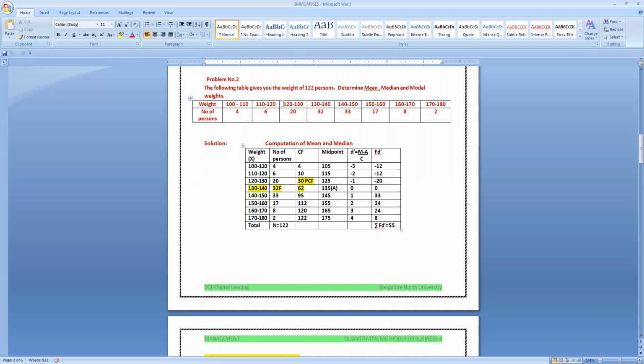The following table gives you the weight of 122 persons. Here they have given to calculate mean, median and mode. All the three averages have to be calculated.